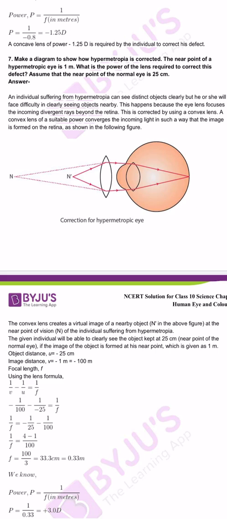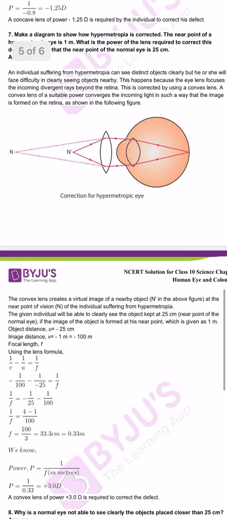Now, question number 7, make a diagram to show how hypermetropia is corrected. I have shown this diagram. This we have done in the correction of hypermetropia also. The near point is given as 1 meter, meaning 100 centimeter, and we have to find the power of the lens, and assume that the near point of the normal eye is 25 centimeter.